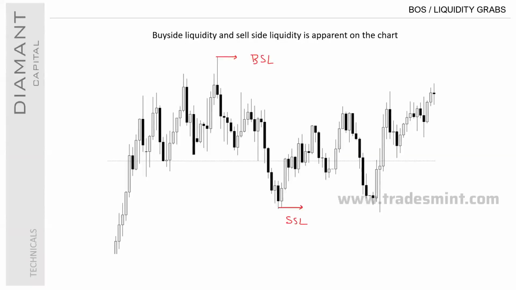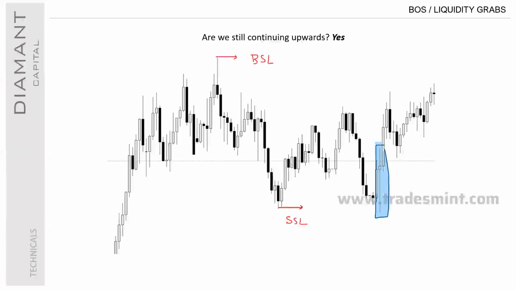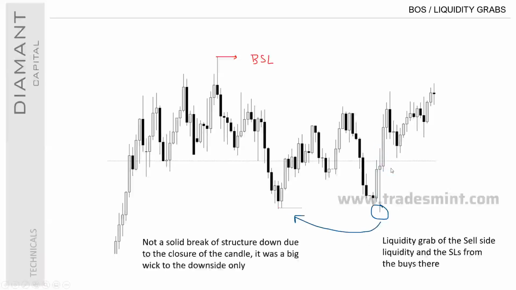So first of all, identify liquidity. The two main types that we've got right now are buy side liquidity right at the top, and sell side liquidity at the bottom of the range as well. Now, are we continuing upwards? Yes. The reason for that is we've got to understand the relation to both of these types of liquidity. Especially in this market, because we're bullish, we're going to be seeing the impact on the sell side liquidity.